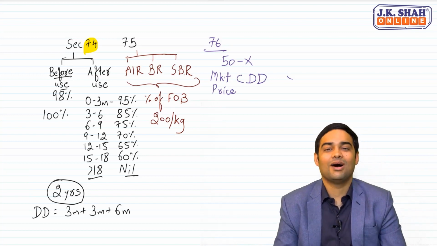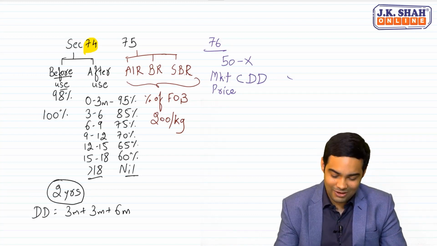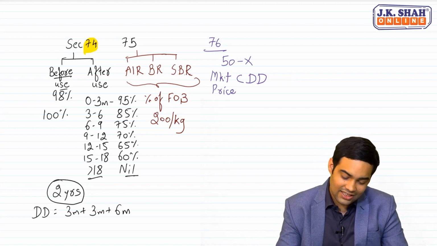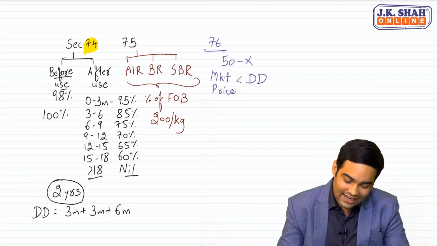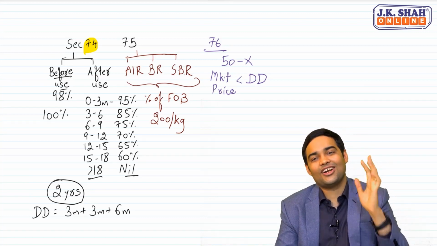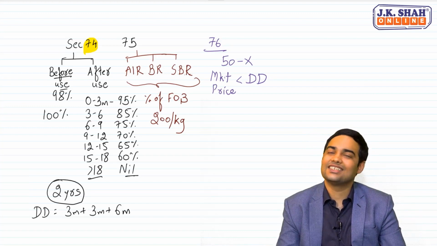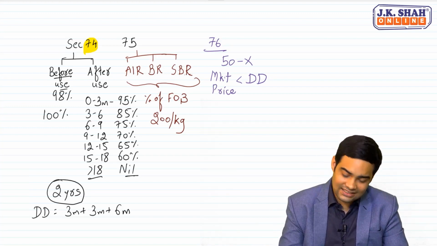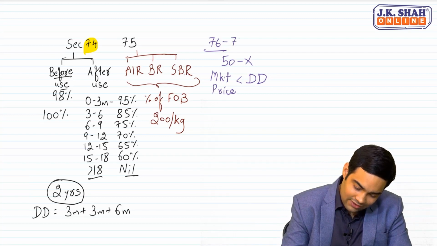Imagine the market price is less than the duty drawback which you are claiming. That means you have inflated the FOB so much, you are actually sending goods at a very high value transaction, but the market price of that product is very low. In these two cases, you will not get even a single rupee of drawback. This section 76 is applicable for both 74 as well as 75.